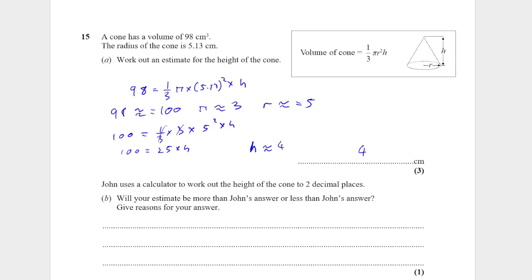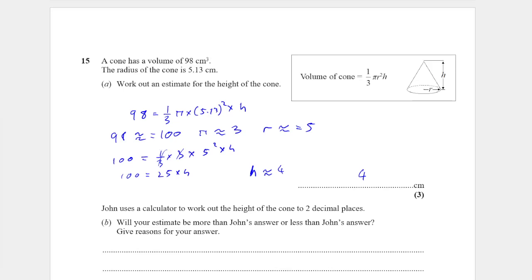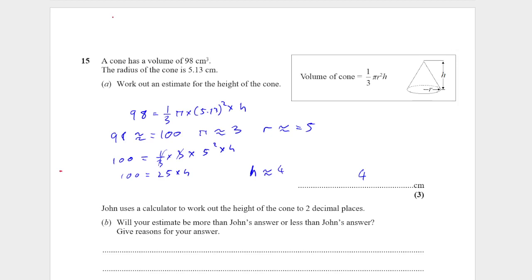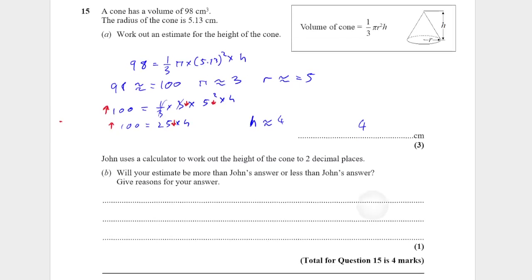Try and use the calculator to work out the height of the cone to 2 decimal places. Will your answer be more than John's answer or less than John's answer? Well, we rounded down here, and we rounded up here, and we rounded down here. So my answer here is bigger than the actual answer. My answer here is smaller. So overall, my answer is a bigger number divided by a smaller number. So my answer is going to be an overestimate.